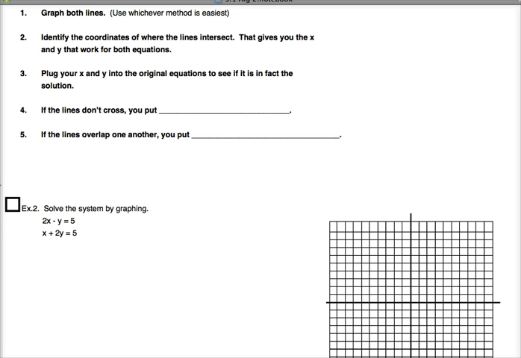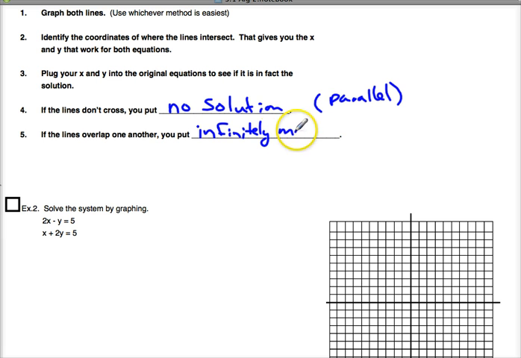If the lines don't cross, you're going to put no solution. And remember, lines that don't cross would be parallel, but you put no solution. And then if the lines overlap one another, you're going to put infinitely many solutions. Infinitely many solutions, because those lines are said to coincide. Essentially, they're the same line. They're just graphed right on top of each other. So every point that works for the first equation is going to work for the second one. All right, let's get to graphing.